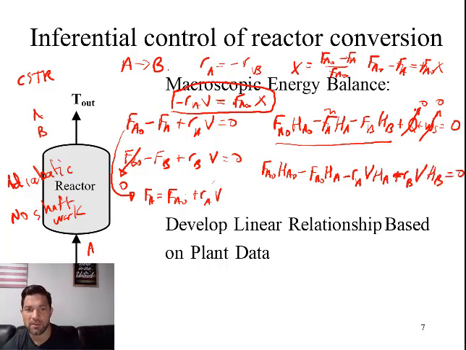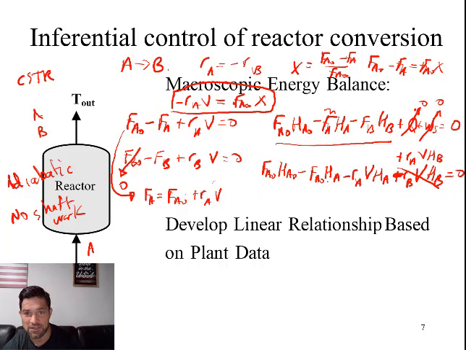Okay, since FB equals RBV, this is going to be negative RBV here. Again, we know that RBV equals negative RAV, so that we can replace negative RBV with this term right here. We're just going to call this plus RAV times HB. Okay, so now we can rearrange these terms a little bit. We can do a little bit of math.